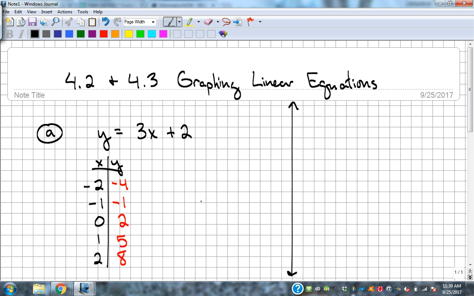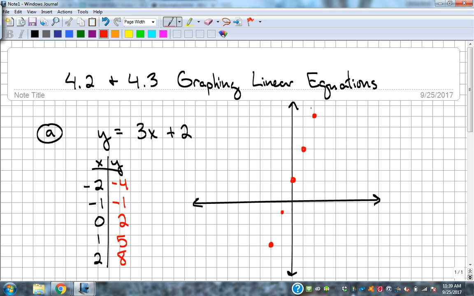So that's a good sizing. Always look at that to help you. And go plot those points. So -2, -4; -1, -1; 0, 2; 1, 5; 2, 8.